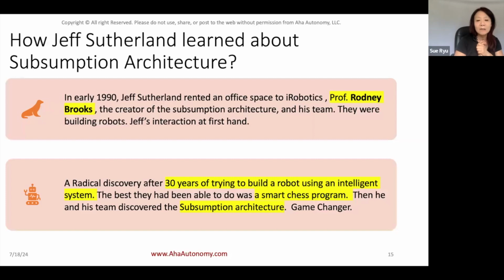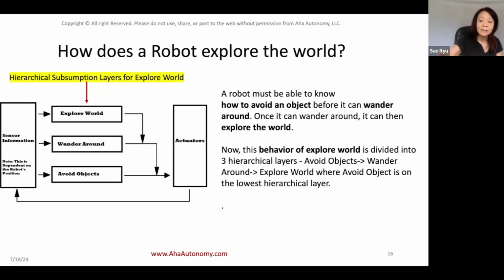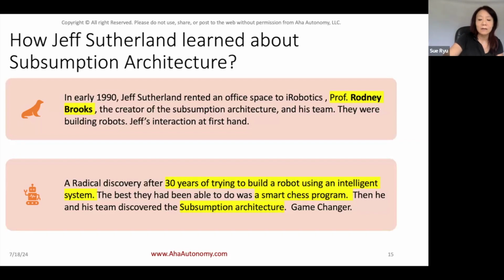Professor Rodney Brooks said that for 30 years they had been trying to build this robot using a very intelligent system, and the best they came up with was a smart chess program. Then he and his team discovered this thing called subsumption architecture. It was completely a game changer.